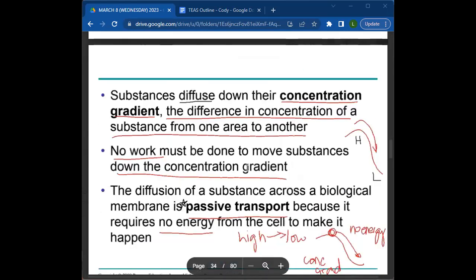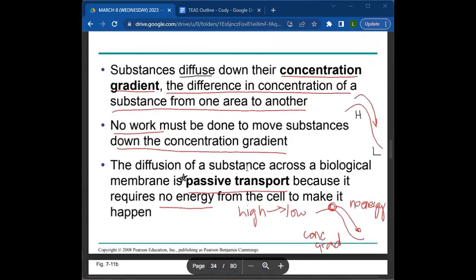Now, let's discuss how they know what direction to move. Because molecules obviously don't have a brain. It's not like they're trying to move in a specific direction. So it really will depend on differences in concentration. We need to know that molecules tend to move from areas of high concentration to areas of low concentration. And that's called moving down the concentration gradient.